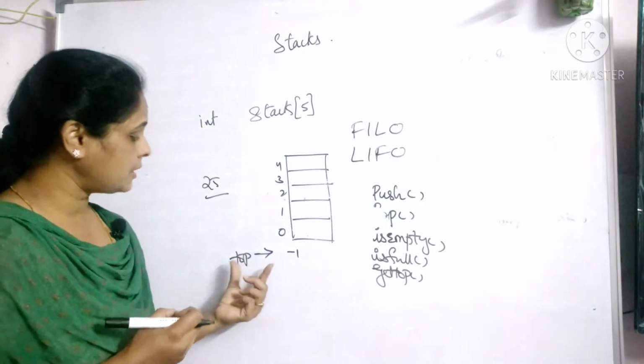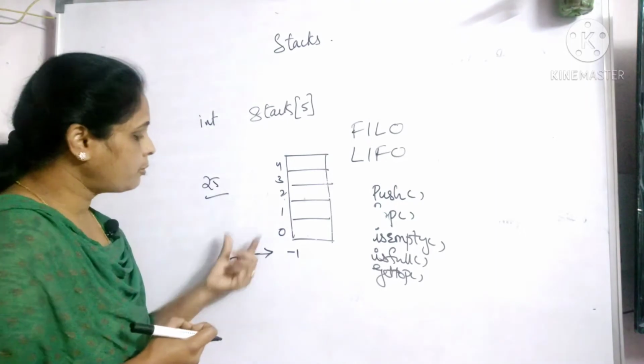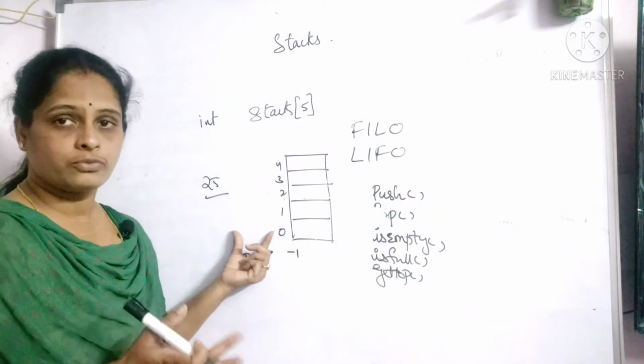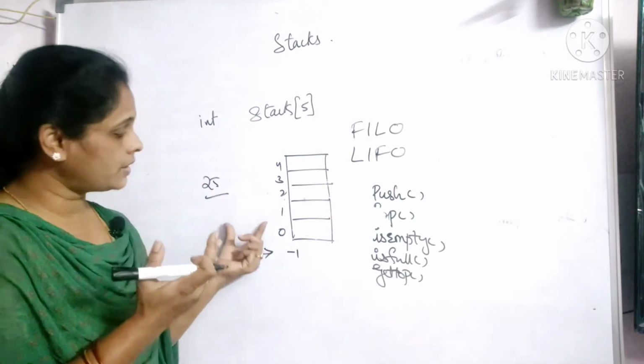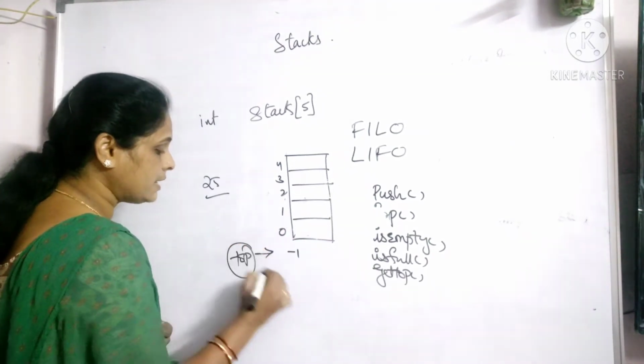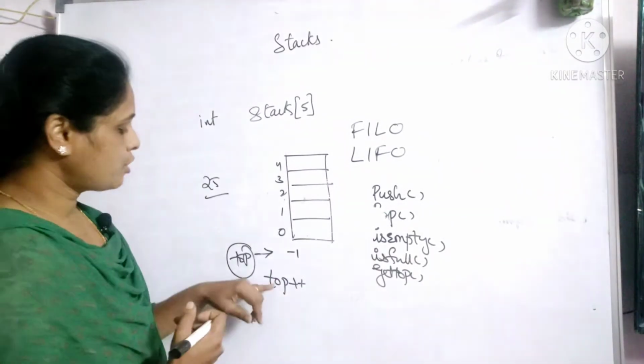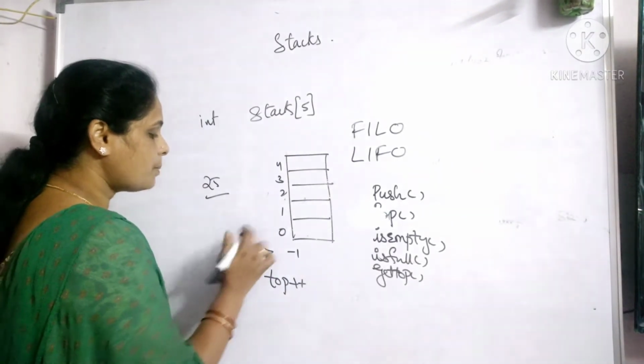But if you can see, top is at -1. So what should I do? I have to make the top move up, one step forward, and then save the element here. So what should I do first? First of all, I need to do top plus plus. Then what happens? Top comes here.